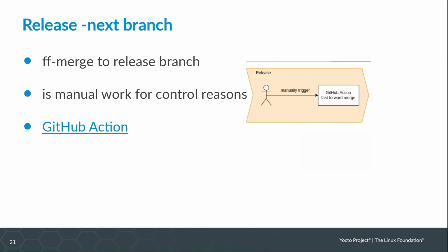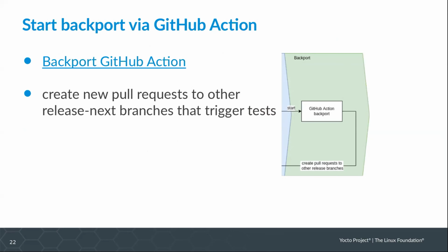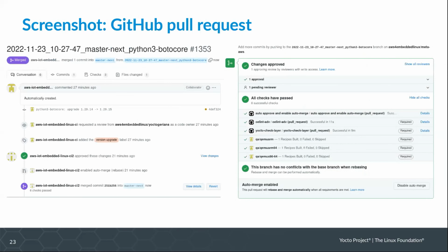The release to the next branch is a fast forward merge, as said. It's a manual step, and it's a GitHub action, which is also linked, and you can use it. After this, there's a backport GitHub action, which is triggered after that pull request is merged, for instance, to master next branch. Then it will start backporting to Kirkstone next, to Dunfell next, and Langdale next, and start those tests again.